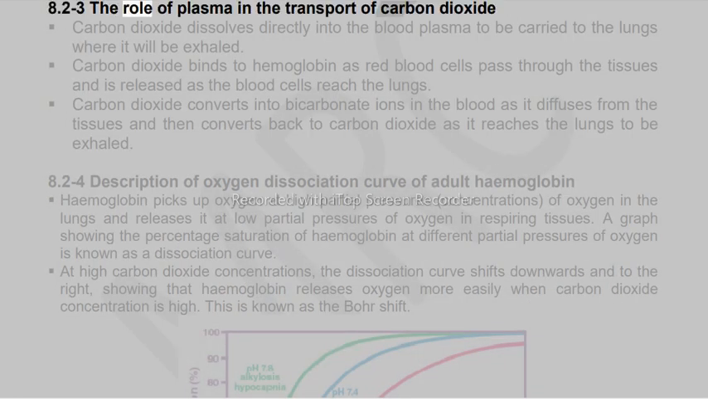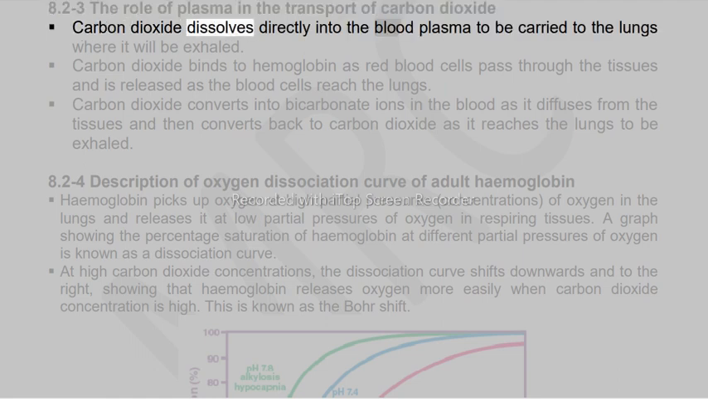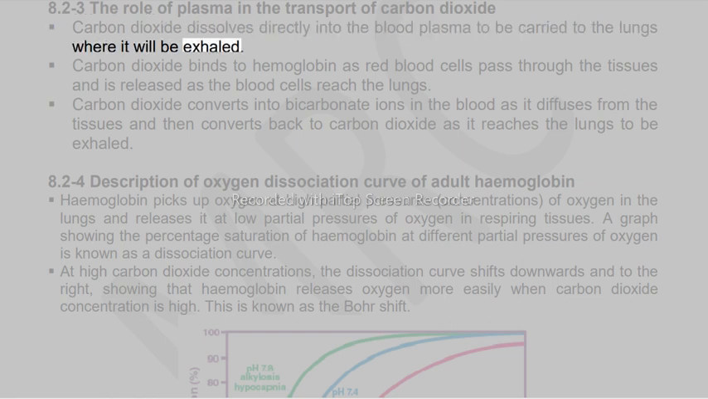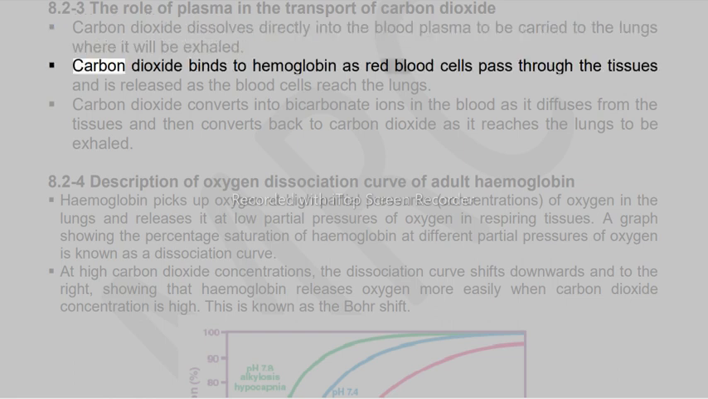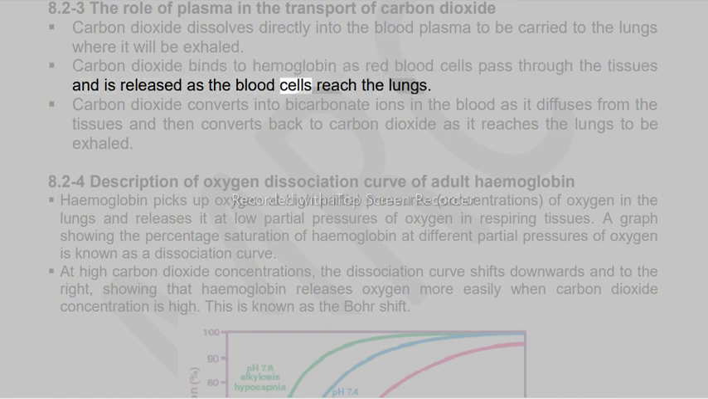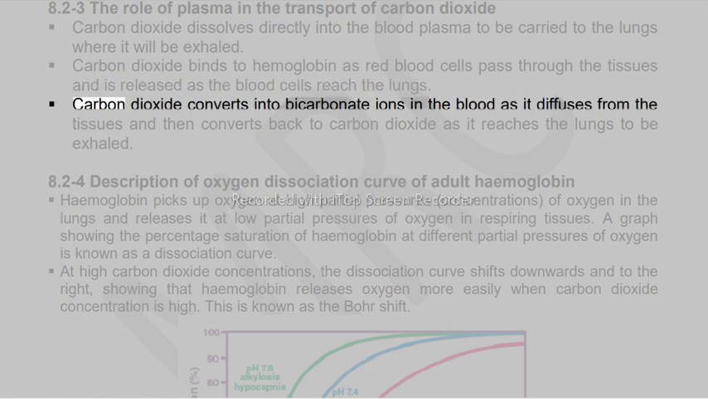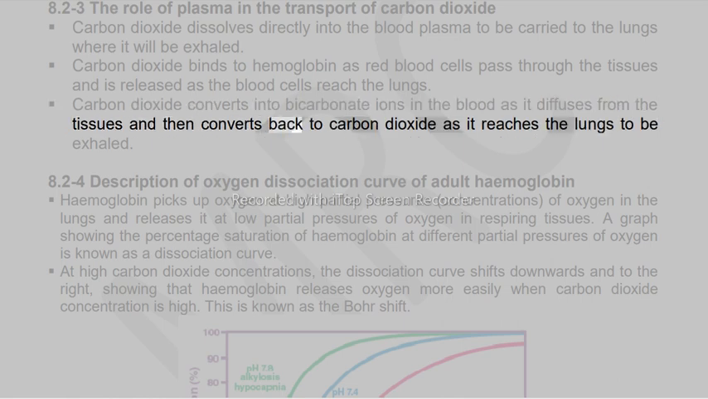8.2 to 3 The role of plasma in the transport of carbon dioxide. Carbon dioxide dissolves directly into the blood plasma to be carried to the lungs where it will be exhaled. Carbon dioxide binds to hemoglobin as red blood cells pass through the tissues and is released as the blood cells reach the lungs. Carbon dioxide converts into bicarbonate ions in the blood as it diffuses from the tissues and then converts back to carbon dioxide as it reaches the lungs to be exhaled.